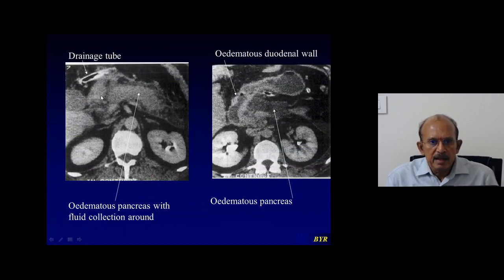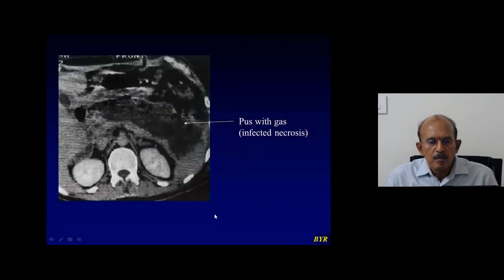Again, here you can see the edematous pancreas, and fluid is collected all around. The fluid has seeped around the kidneys. You can see the kidney halo sign also here. There is a lot of fluid along with air. When air with fluid is there, you must always suspect that it is infected necrosis, and there is pus.